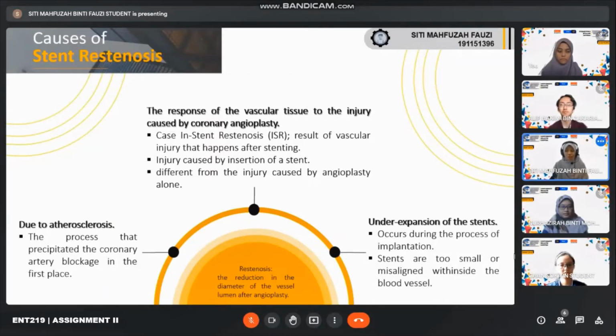In terms of mechanical causes, there is under-expansion of the stents. It typically occurs during the process of implantation, where stents are too small or misaligned inside the blood vessel.